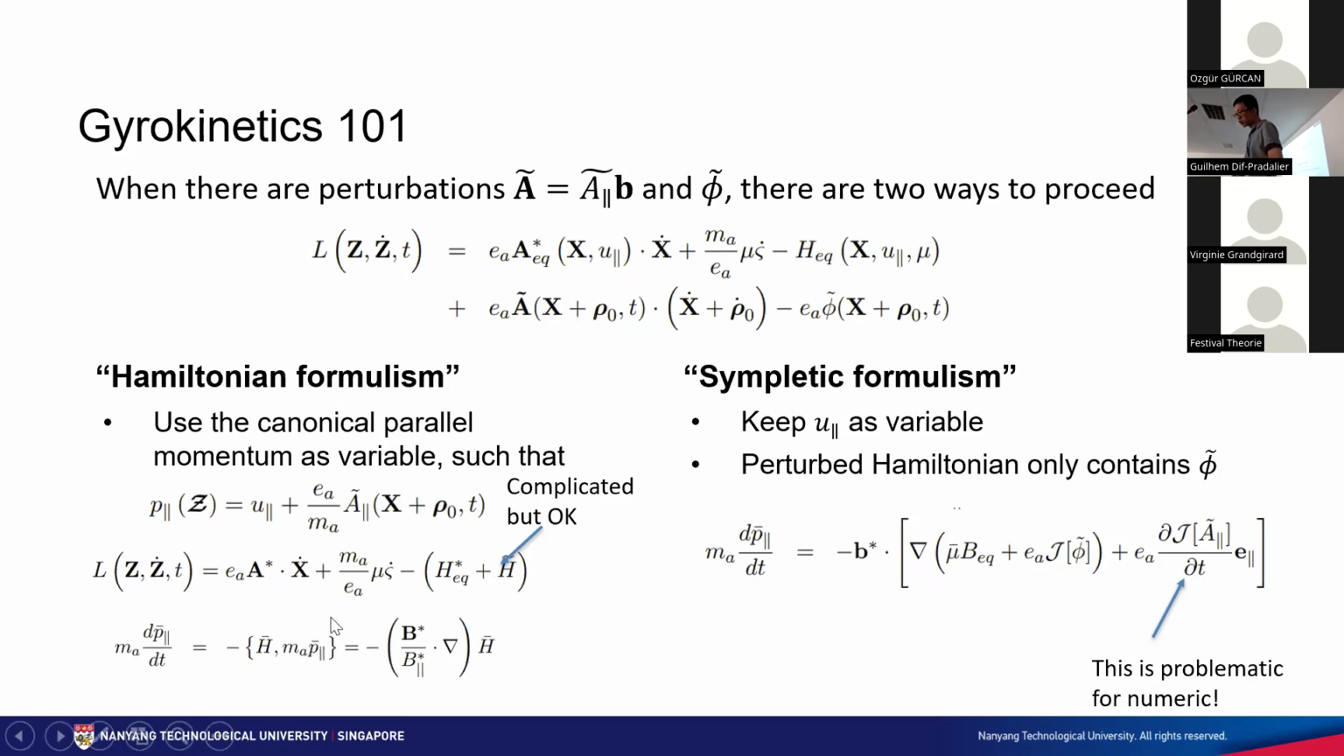So traditionally, people have been favoring the left-hand side, which is what we call the Hamiltonian formalism. By the way, the names Hamiltonian formalism and symplectic formalism are just jargon, or the historical way that we call the two different approaches of implementing this. So traditionally, people have been using the Hamiltonian formalism.